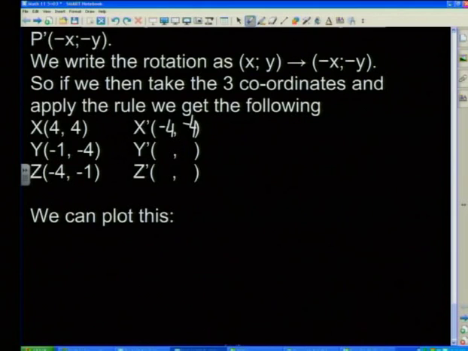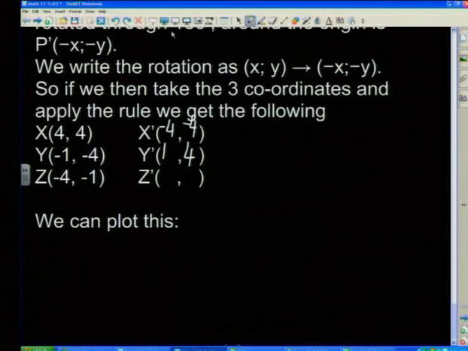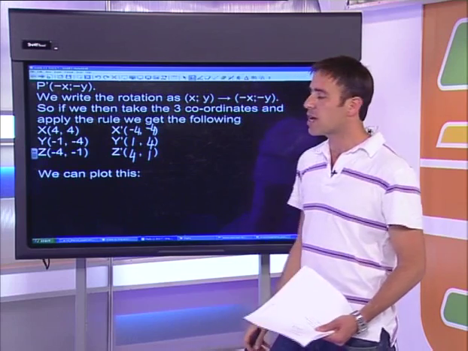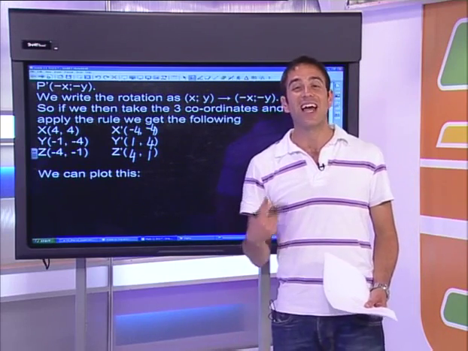Okay. Your y being minus 1, (-1, -4) becomes (1, 4). 1 and 4. Okay. And lastly, (-4, -1) becomes (4, 1). Okay? Becomes 4 and 1. In other words, I've just kept the x and y where they are, but I've negated the values.